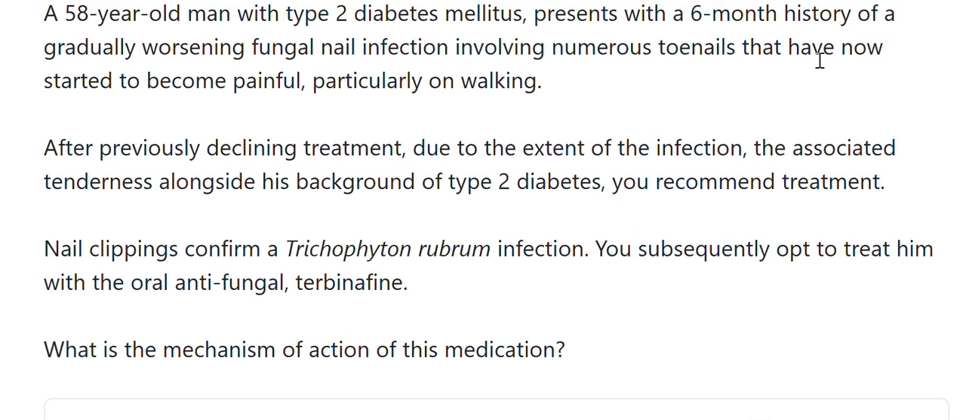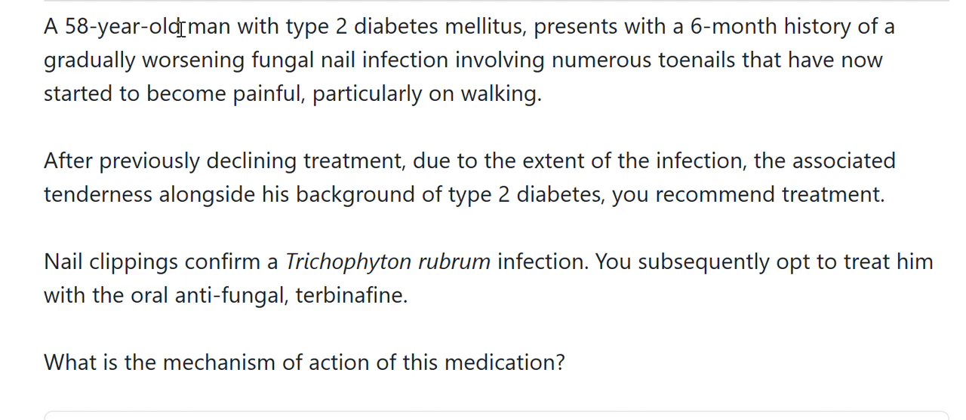Next, a 58-year-old man with type 2 diabetes mellitus presents with a 6-month history of gradually worsening fungal nail infection involving numerous toenails that have now started to become painful, particularly on walking, after previously declining treatment.